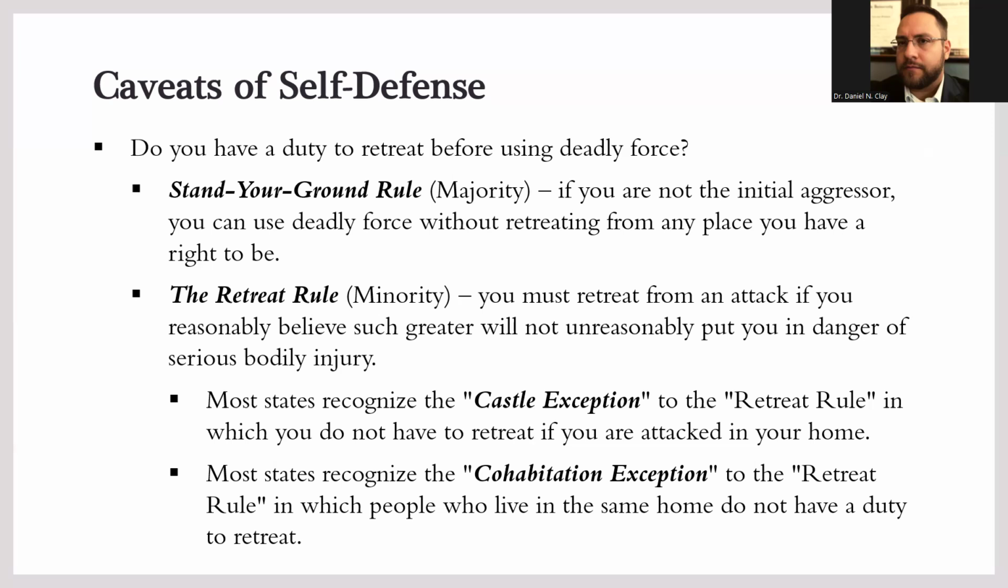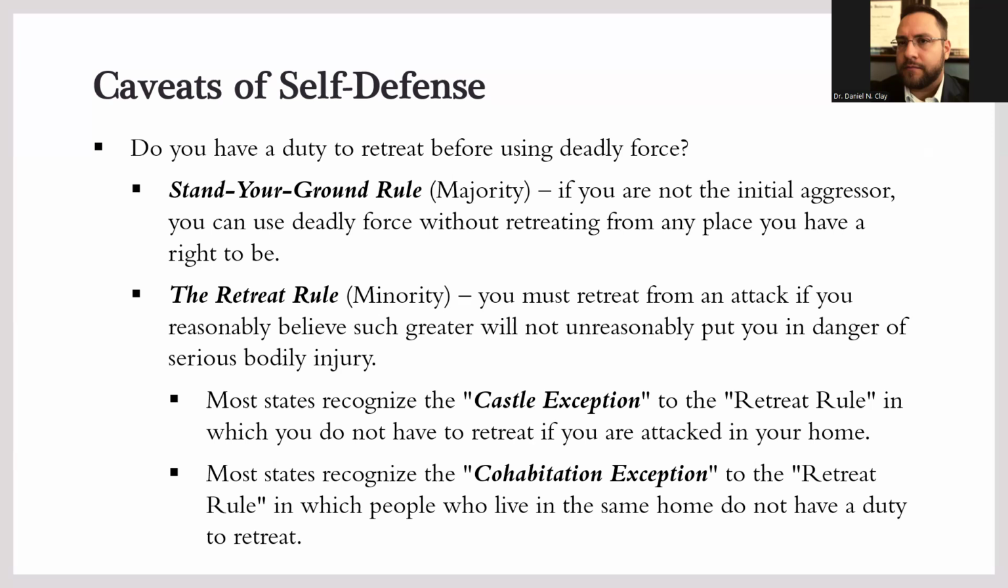you have to try to run away. If there's a way to run away, you gotta do it, right? Before you can use deadly force. Now the exception is if trying to run away is going to put you in more danger, then you don't have to, right? Like the idea is let's say that you're cornered on the top of a skyscraper.